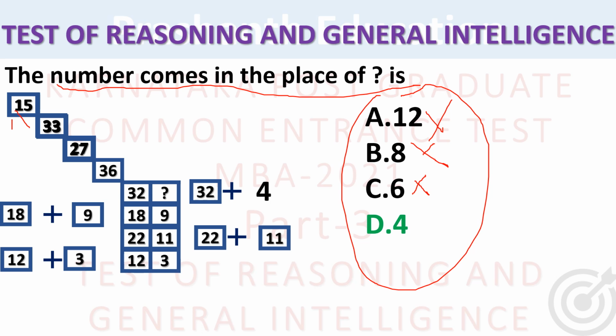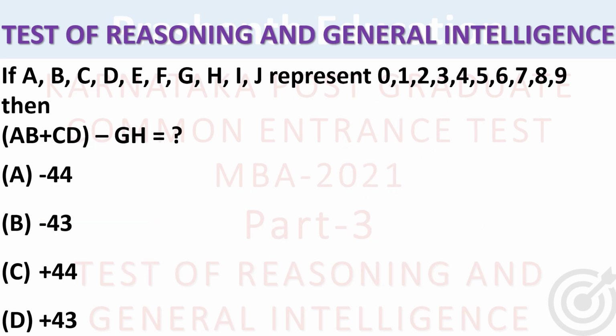Okay, let's look at the next question. The question says, if A, B, C, D, E, F, G, H, I, J represent 0, 1, 2, 3, 4, 5, 6, 7, 8, 9, then AB plus CD minus G is equal to what?